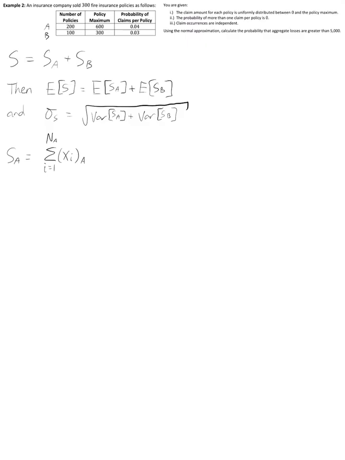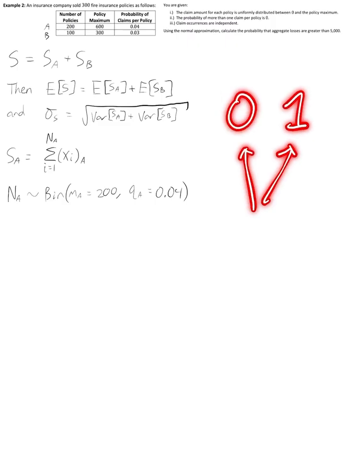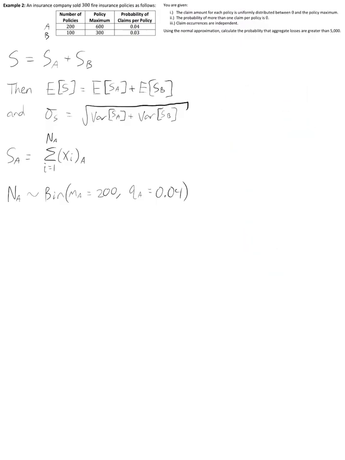Then, we can define that the number of losses is actually binomial, with m equal to 200 and q equal to 0.04. How did we do that? Because there's no probability that a claim is more than one per person. The probability of more than one claim per policy is 0. So in other words, we have either 0 or 1, and so we're summing up 200 independent Bernoulli trials with probability of success q, and all of them are independent. That means that our frequency follows this binomial.